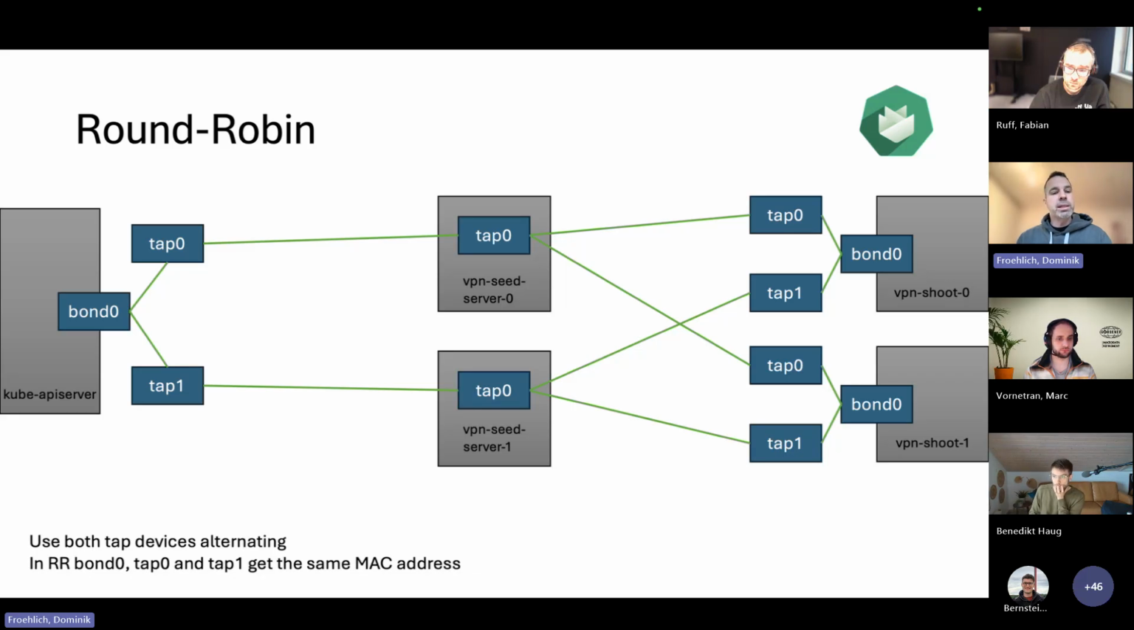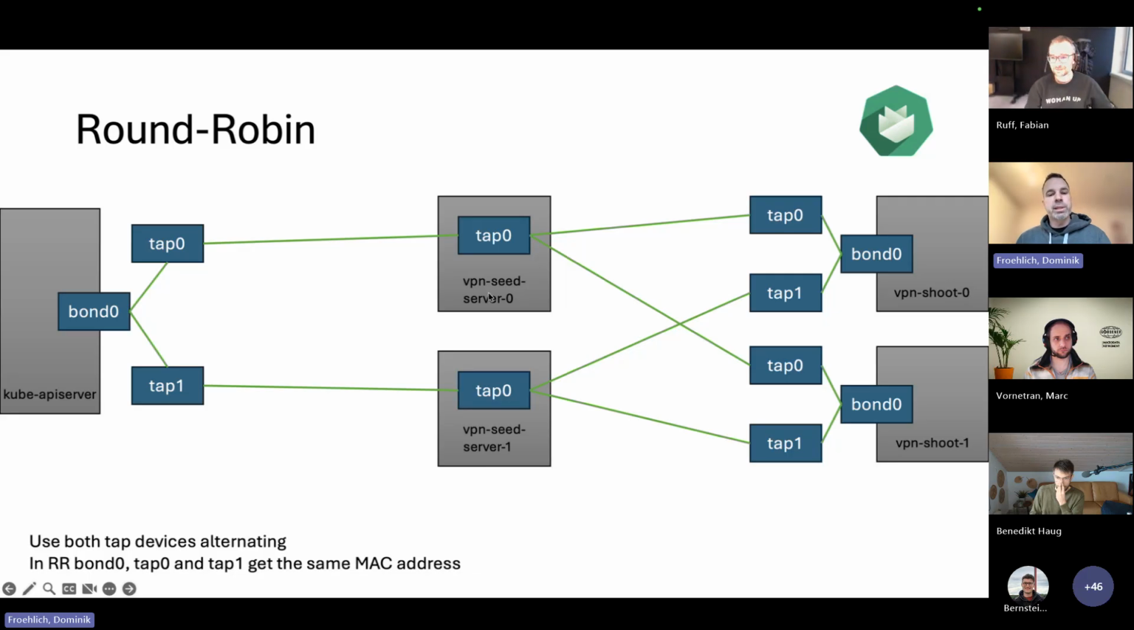What's happening here is that all of these devices, the bond device, tab devices, they all get the same MAC address. So on the network layer 2, they look the same, and they are indistinguishable on the other side. So this bond device on the right-hand side doesn't even know if the traffic it got came from VPN server 0 or VPN server 1, and it doesn't care. It's very simple, and it works the same way.